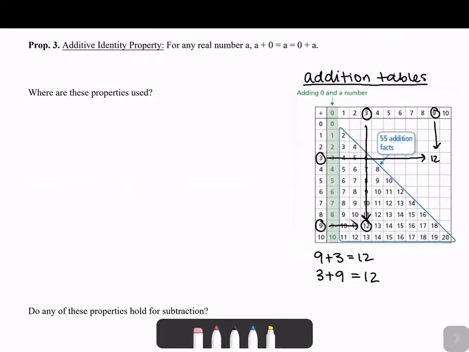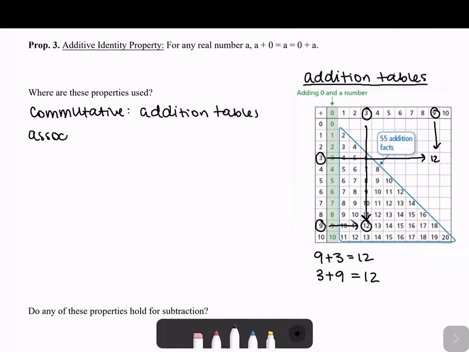So the commutative property is helpful for addition tables. Now the associative property is really useful for mental math.